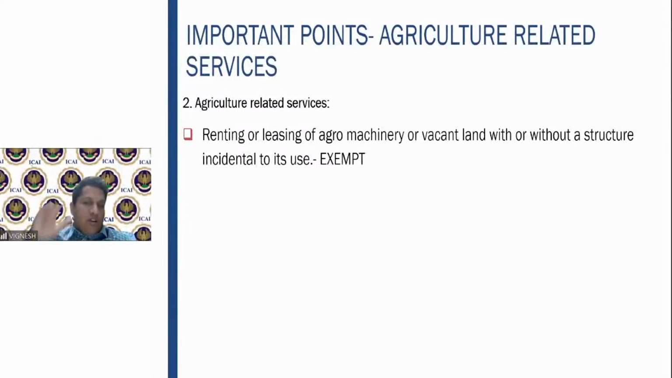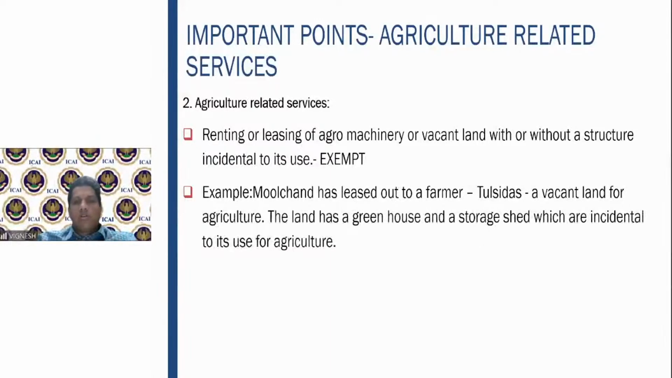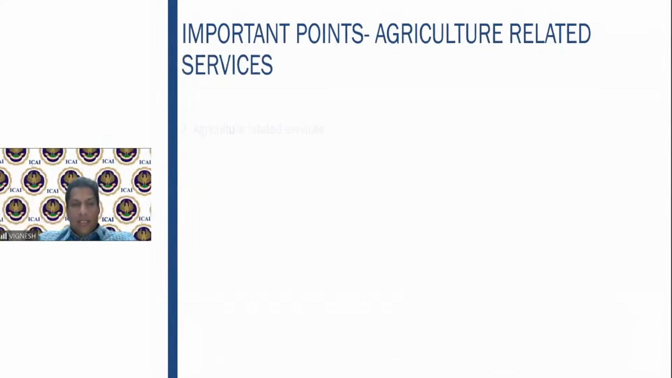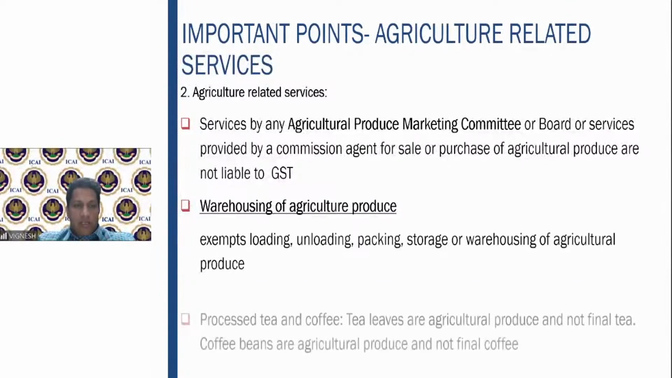Renting or leasing of agro machinery or vacant land with or without a structure, incidental, this is also exempt. Example, a plot of land is leased out to a farmer, vacant land for agriculture. It has a greenhouse and storage shed, incidental to the use of agriculture, is very much exempt from GST. Agricultural extension services, as I told you, if you are applying any scientific research or knowledge to agricultural practices through farmer education and training, the main objective of this AES, agricultural extension services, is to transmit the technical knowledge to the farmers. Then agricultural marketing committee, as I told you, we've already seen.